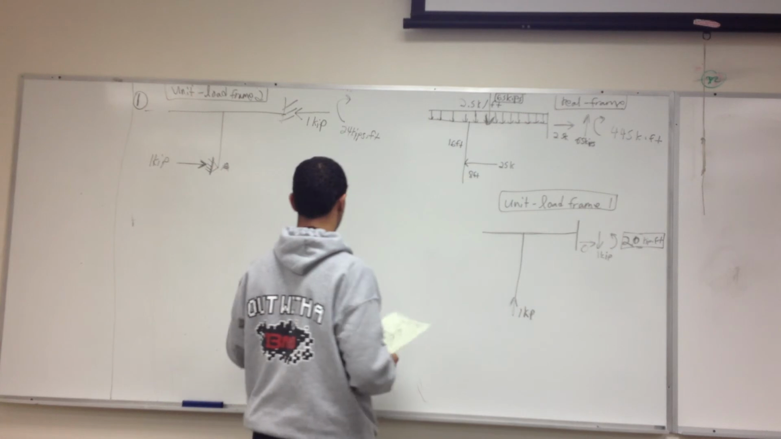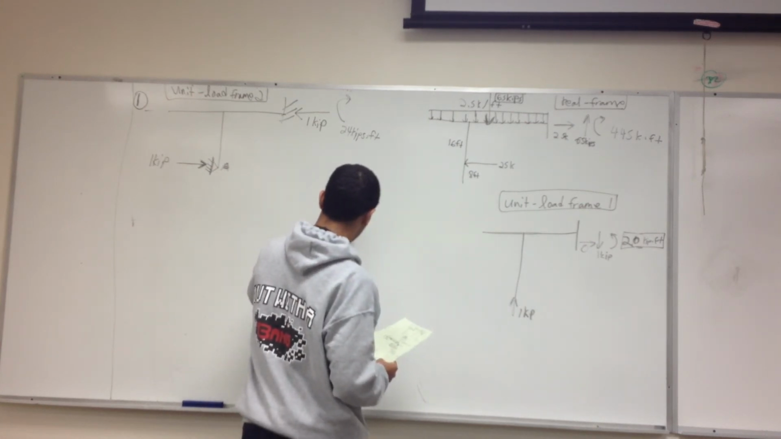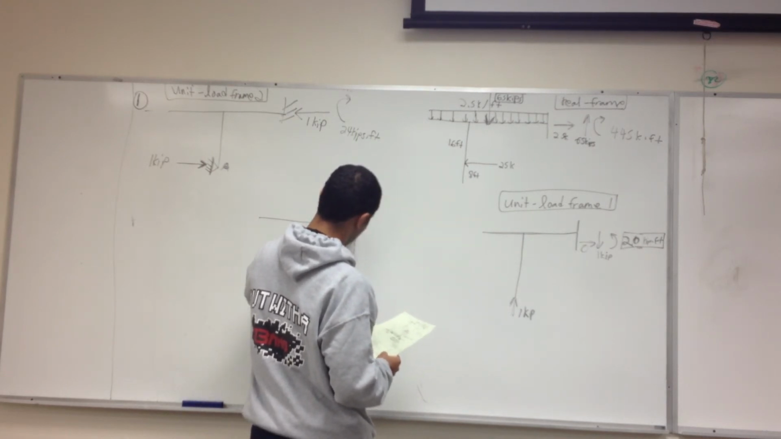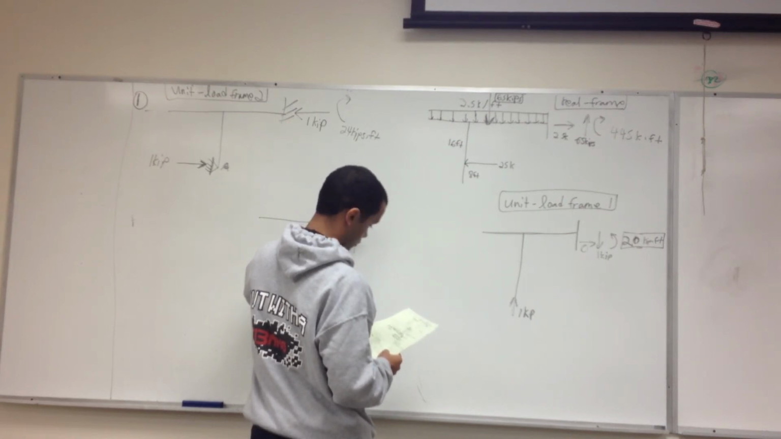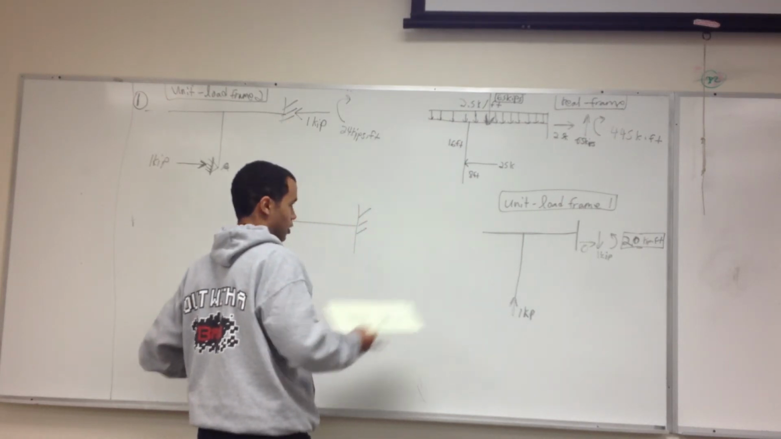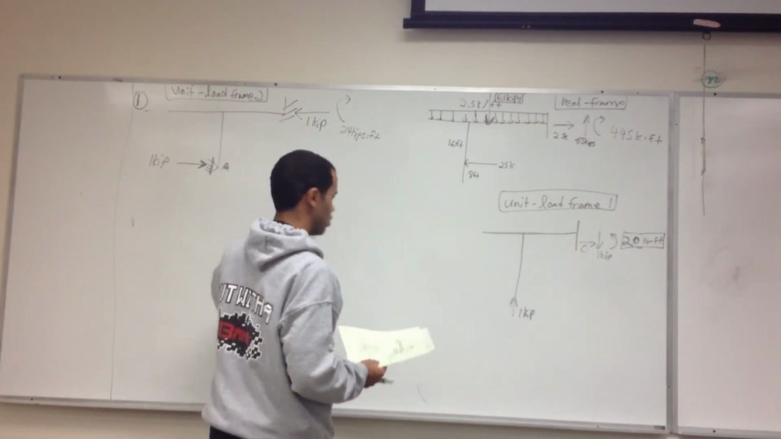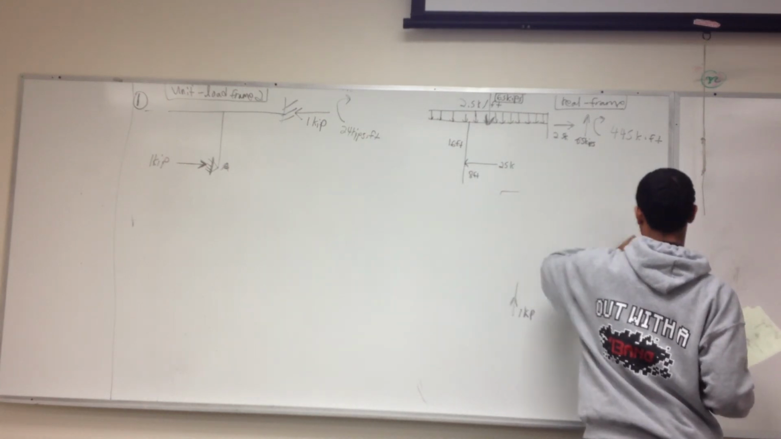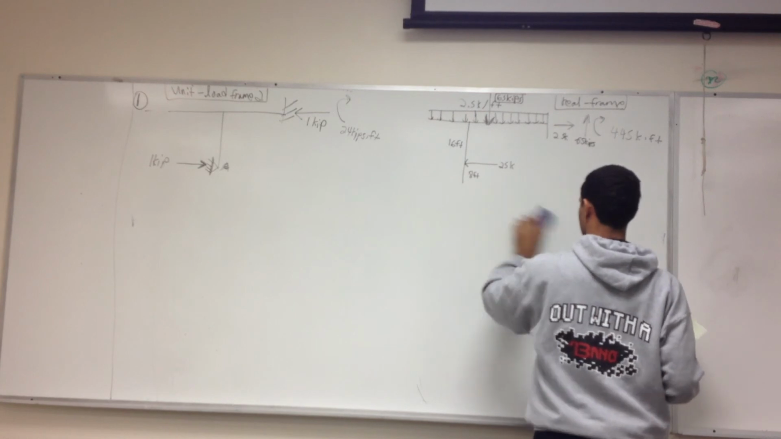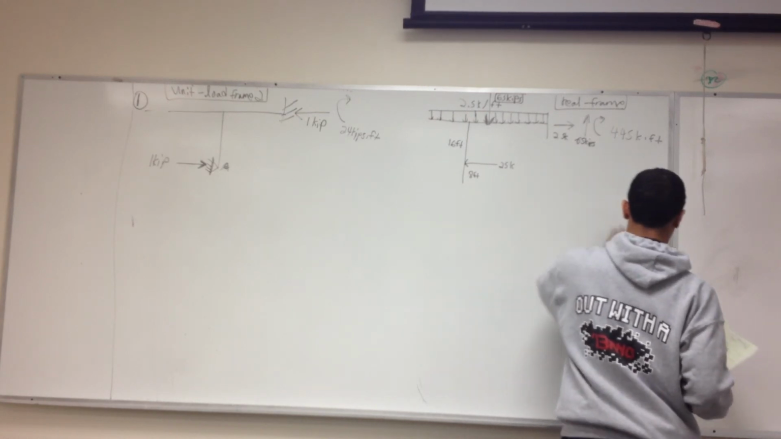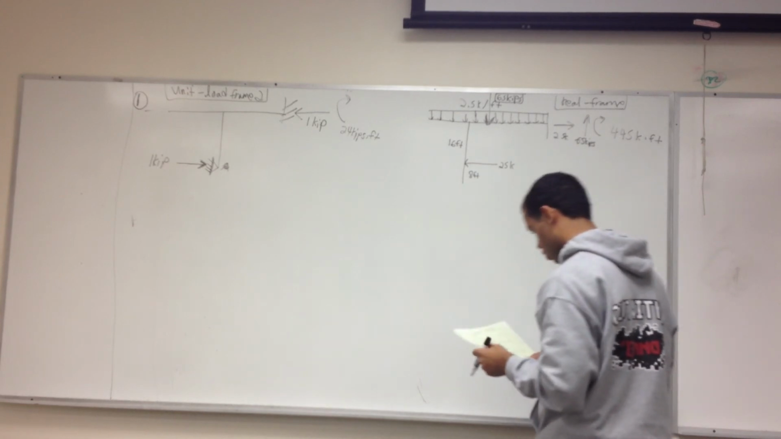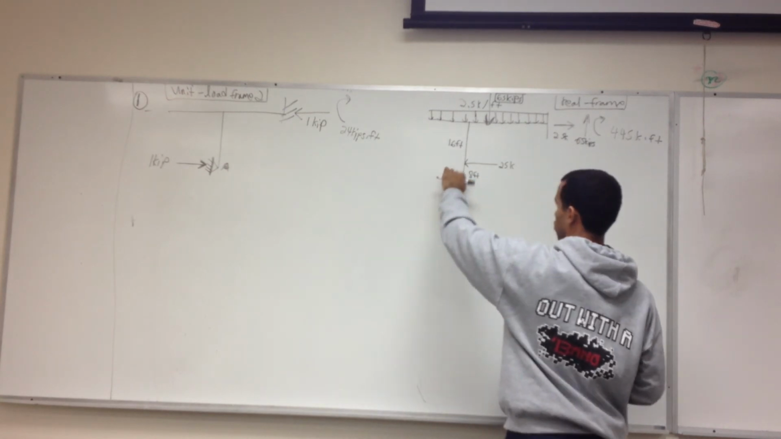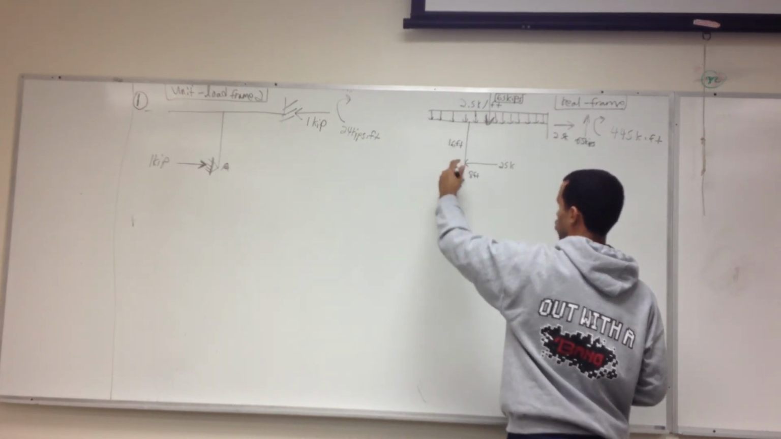So we take our real frame, we rewrite it. You know what, how about we erase the unit load frame 1 momentarily, for the sake of more room. Because for these subsequent steps, we need as much room as possible. So we have a cut from 0 to 8 feet. 0 to 8 feet right here.